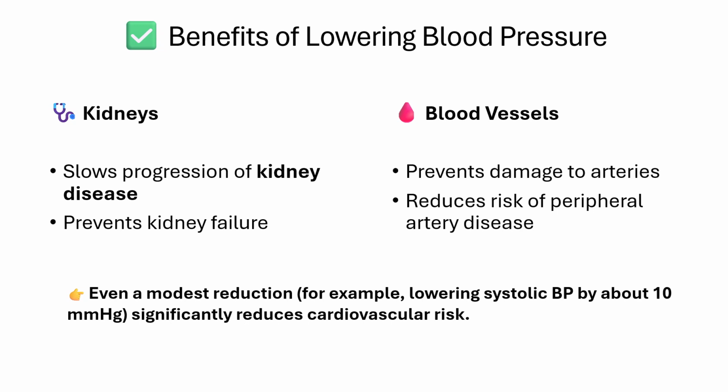Benefits to your kidneys: could slow progression of kidney disease or prevent kidney disease. Blood vessels: prevent damage to arteries, which could prevent your risk of blood clots, prevent your risk of a plaque breaking off and causing a stroke, or a blood clot going to your lung and causing a pulmonary emboli, and reduces the risk of peripheral artery disease.